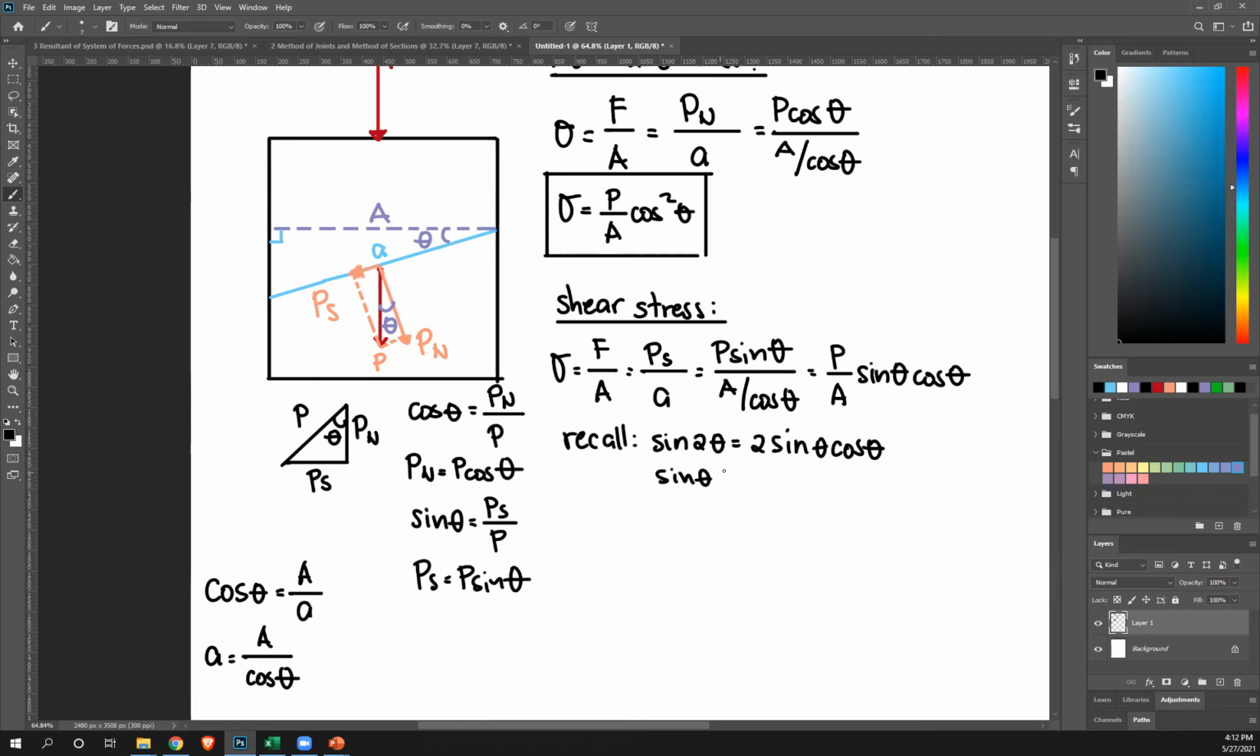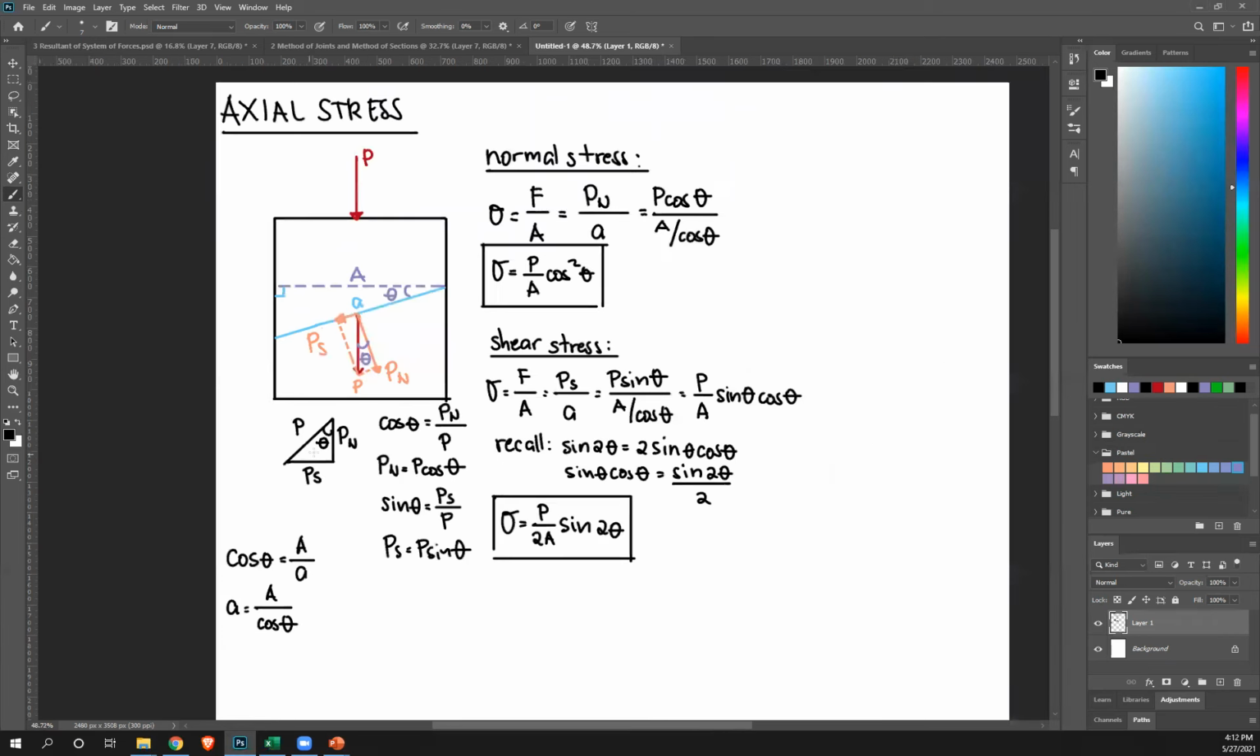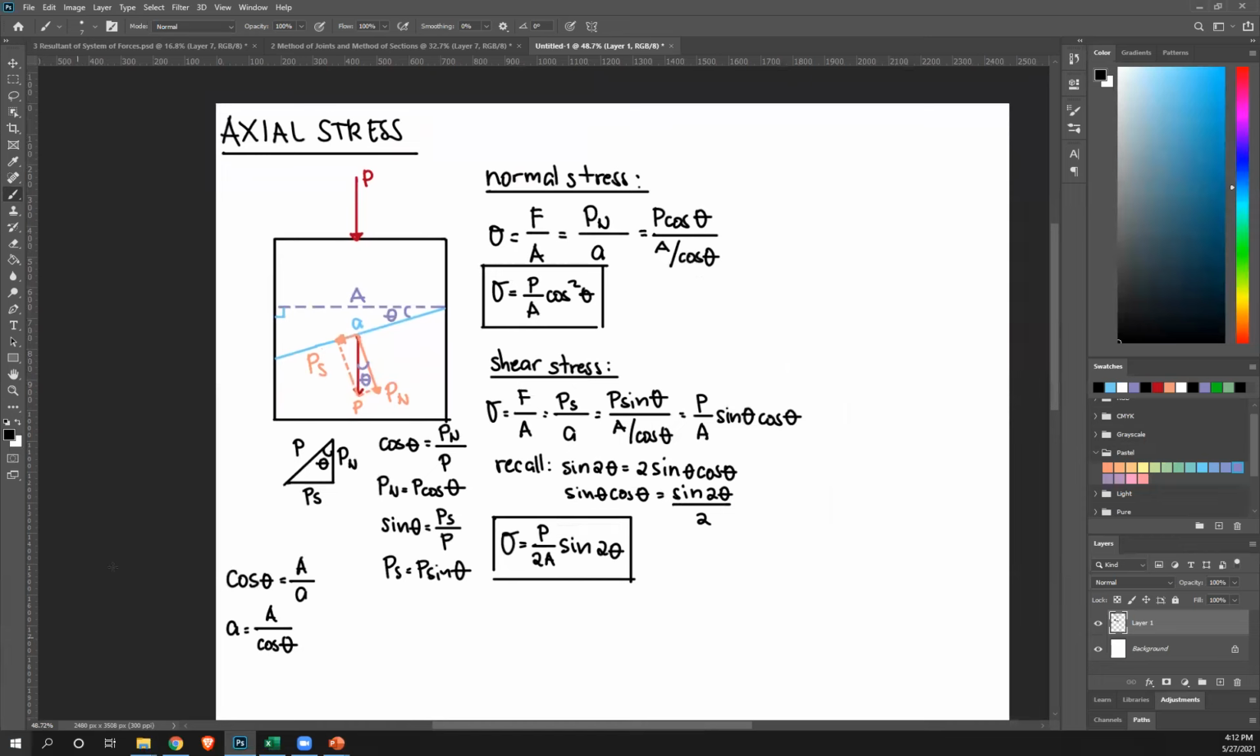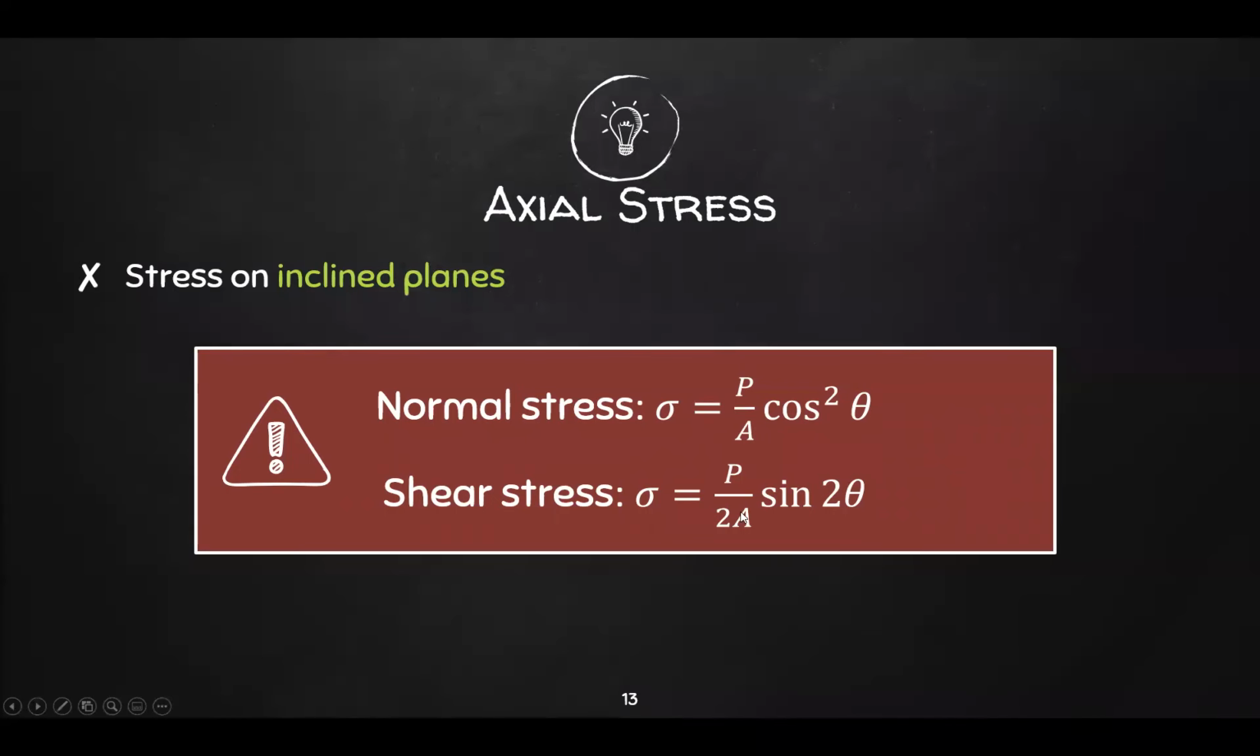Therefore, sine theta cosine theta is sine 2 theta over 2. So subbing that there, we get sigma equals P over, so we have 2 here, so I'll add it here. So P over 2A, and instead of sine cosine, we get sine 2 theta. And that is our equation. Let's compare. Yep, P over A cosine squared theta, P over 2A sine 2 theta.